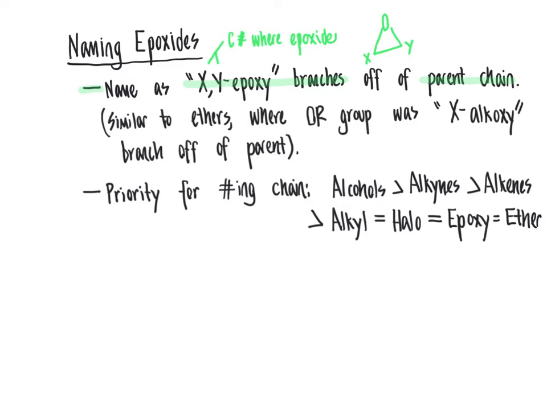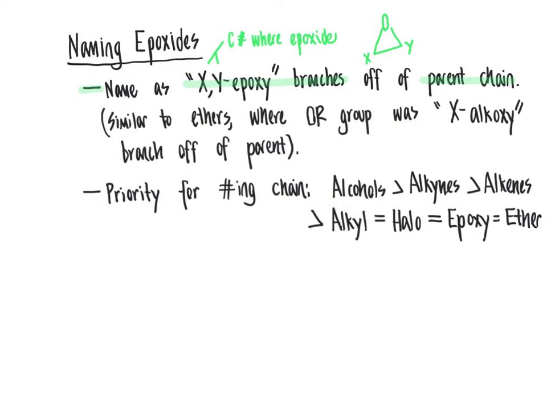So you might want to refresh yourself on general nomenclature rules if you haven't already, or if those have gotten a little rusty. We can think of naming epoxides as being analogous to naming ethers, except in the case of ethers, the O alkyl group was referred to as an alkoxy branch off of the parent chain, whereas epoxides are referred to as XY epoxy branches. And the X in alkoxy there is just referring to the numerical location of what carbon of the carbon chain the alkoxy group branches off of.